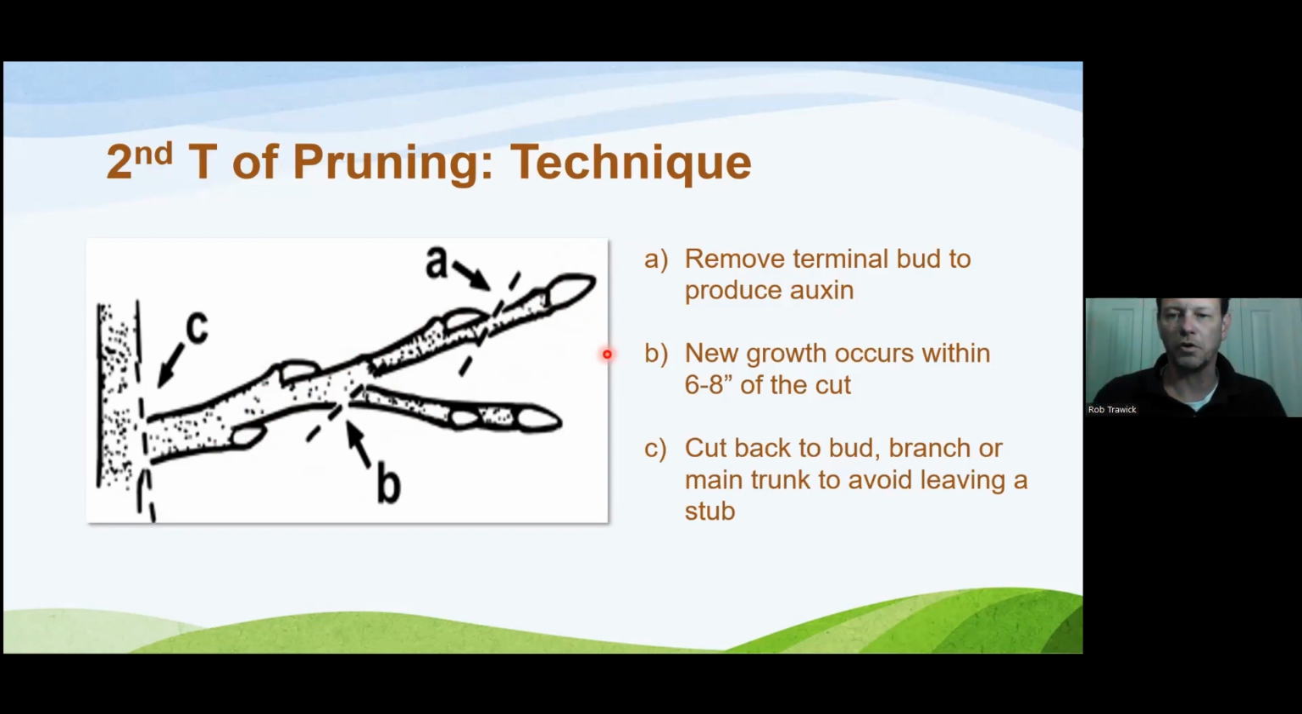Typically, new growth occurs within 6 to 8 inches of the cut. Whenever you prune a terminal bud back, it can cause these other lateral buds to start sprouting out. Oftentimes people refer to those as suckers. But when you're cutting back, you want to cut back to another bud, so this bud can take over producing that auxin to keep all these other lateral, dormant buds from popping out and doing anything.